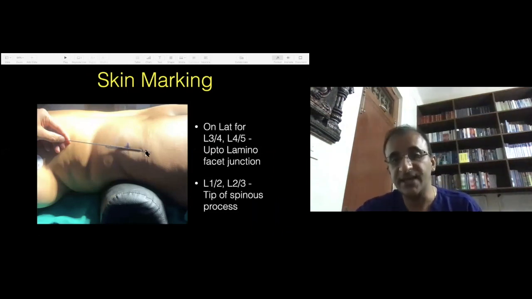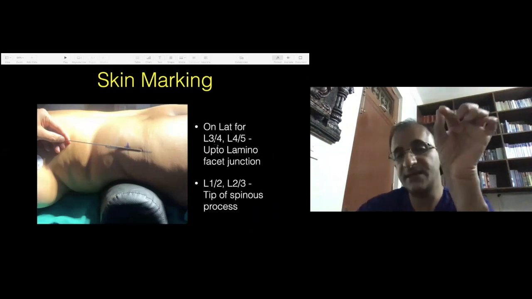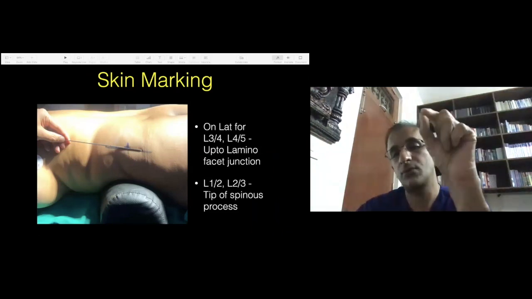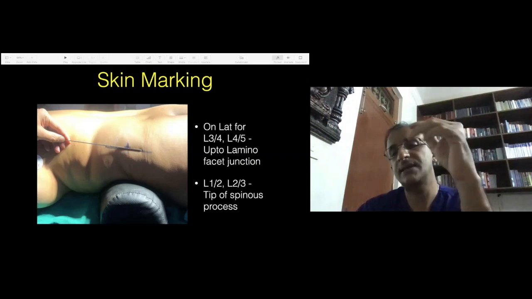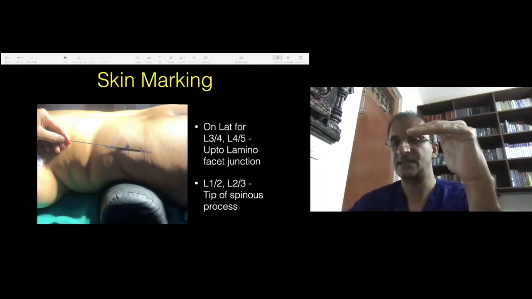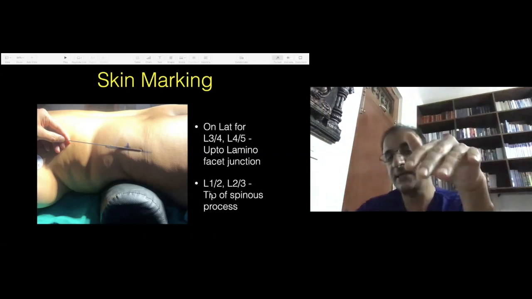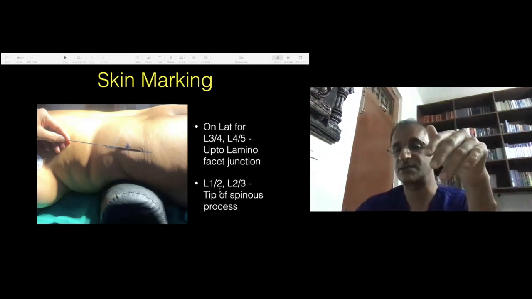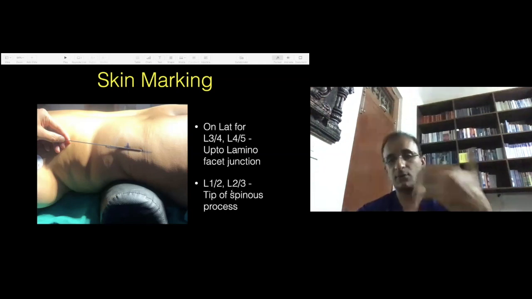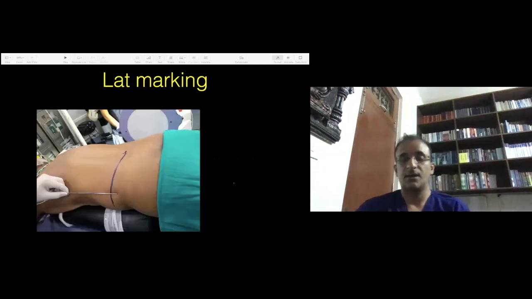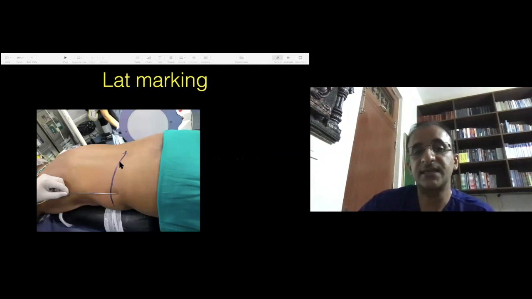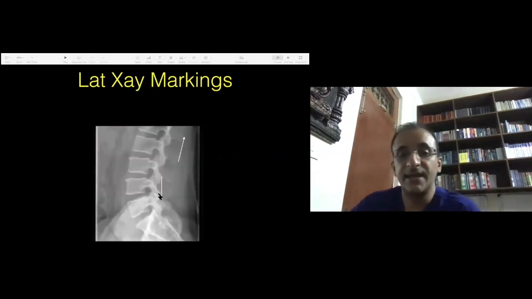And on the lateral X-ray, if the disc herniation is L34 or L45, then I would mark the laminofacet junction. Higher up, I would mark the tip of the spinous process, L12 or L23. This I have already discussed. So look here. First, I'll see on AP and I'll mark that level till the lateral part. And thereafter, I will take a lateral X-ray, and on a lateral X-ray, this is my marking.